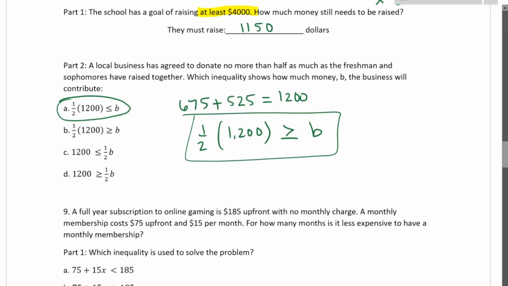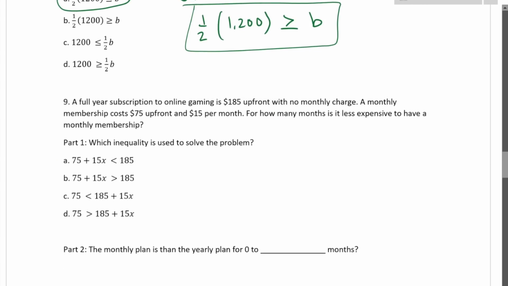All right. Let's move on to number 9. Number 9, a full year subscription to online gaming is $185 up front with no monthly charge. A monthly membership costs $75 up front and $15 per month. How many months is it less expensive to have a monthly membership? Which inequality shows this problem?